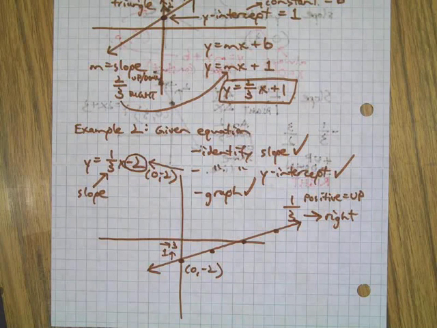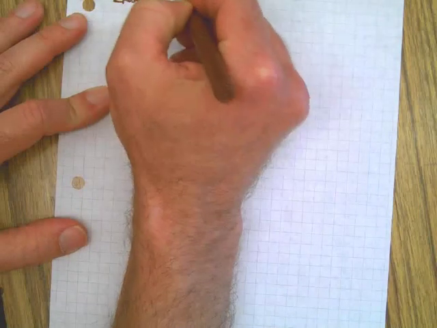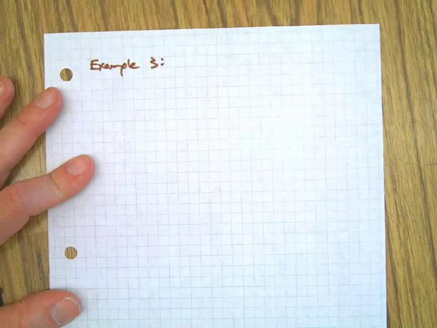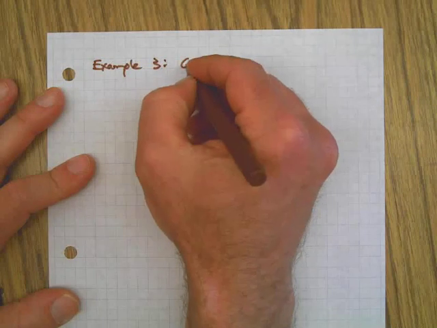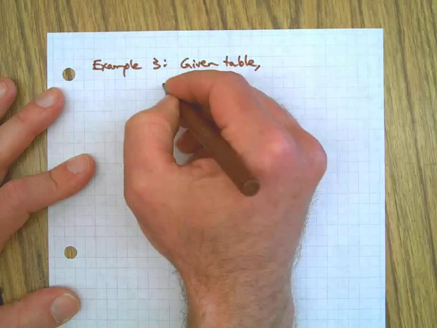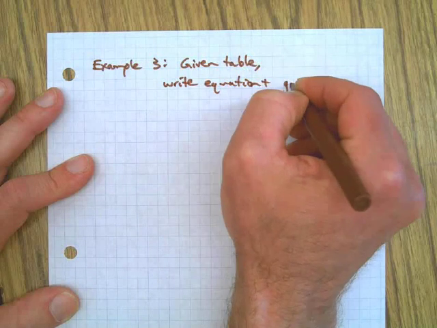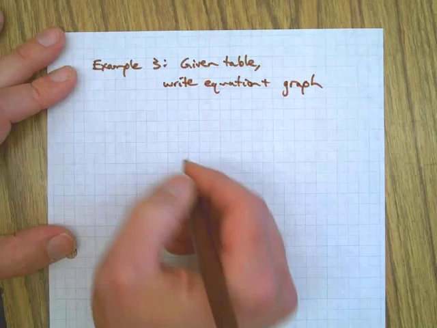Okay. That's our examples. I'm going to give you one more example, okay? I'm digging in my drawer over here. Got another piece of graph paper. Example 3, and we're almost done with this lesson. Example 3 is, I'm going to give you a table. And I want you to write the equation and graph. Okay?